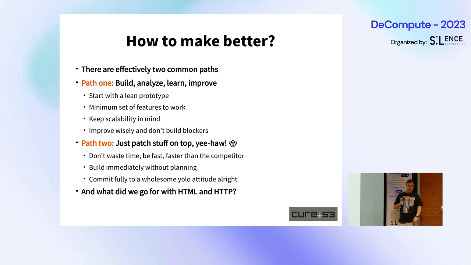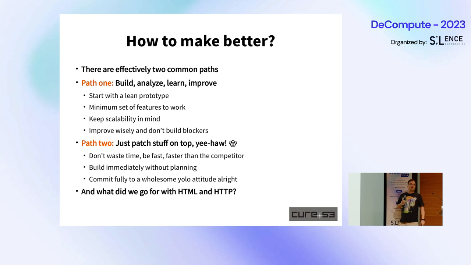Or we can choose path number two, just patch stuff on top and not care about tomorrow. We don't waste time, we just implement stuff and we come up with new ideas. We also have a race situation where there's Microsoft versus Netscape and we have to be faster than the others because otherwise they're going to steal market share from us. And we build immediately, we don't think, we just implement on top, like there is no tomorrow.